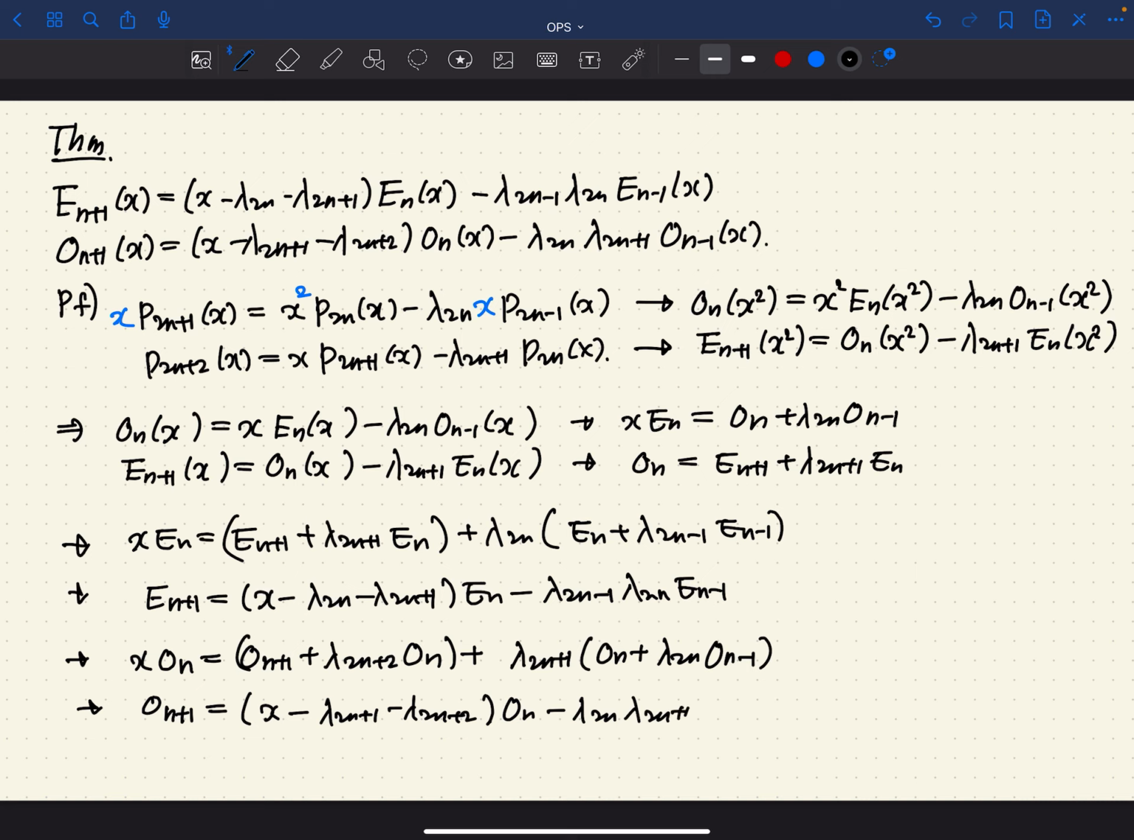But this is exactly the recurrence that we wanted. So that's the proof. It's just a computation, nothing serious. Now that we have a three-term recurrence for E and also for O with these recurrence coefficients, we can write down the moment of E and the moment of O in terms of generating functions for Motzkin paths with weights given by these quantities. So I'm going to write that down as a corollary.